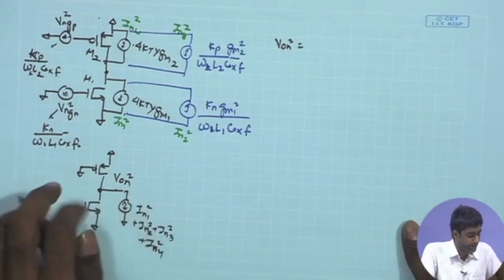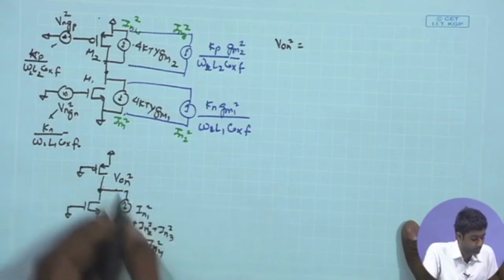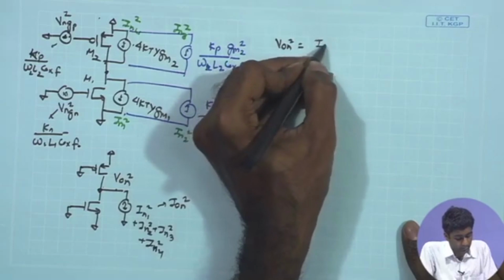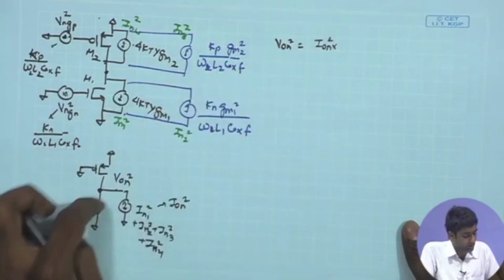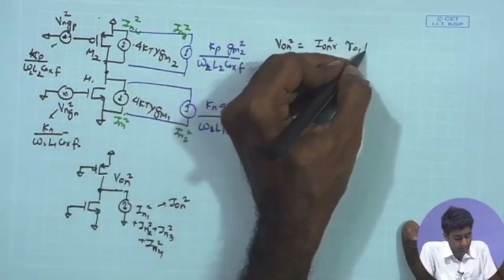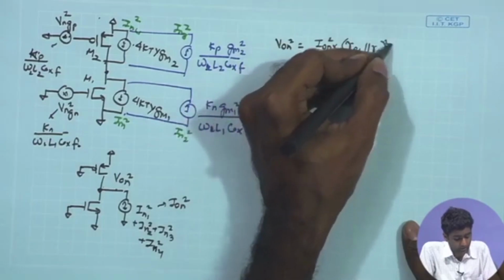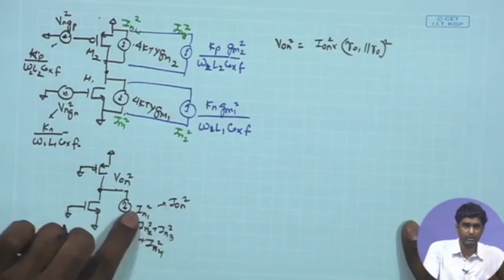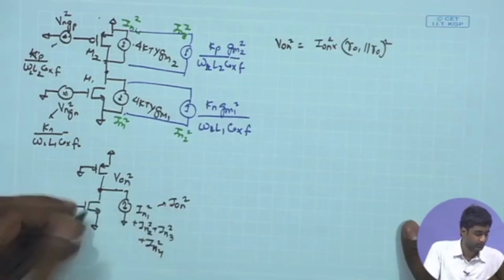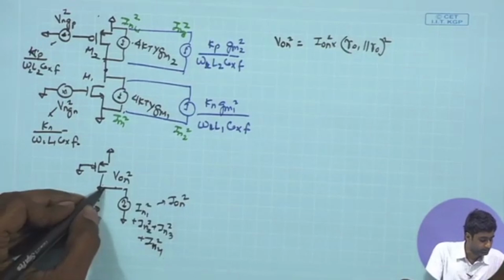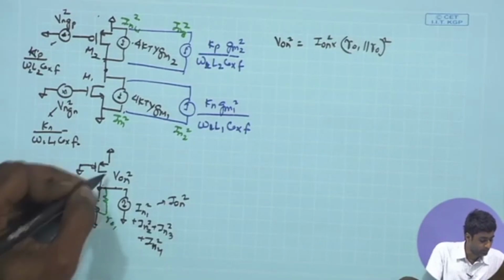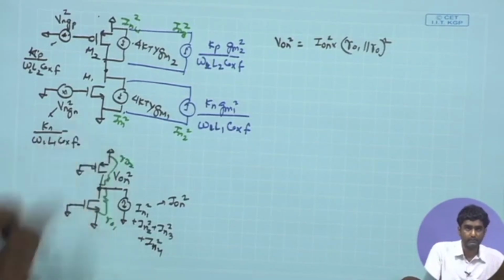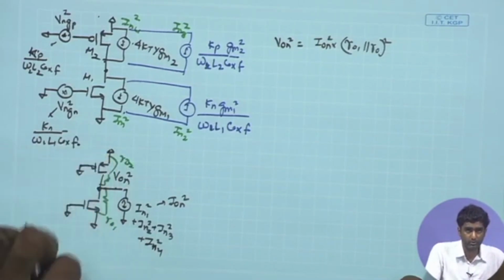So, all this current IN, I can call this ION square, that will be multiplied by the output impedance, which is RO1 parallel RO2, square to give me VON square, right. If you have an overall small signal current over here given by ION square multiplied by the small signal resistance of these transistors RO1 and RO2. So, that is also between the drain and the overall AC ground.